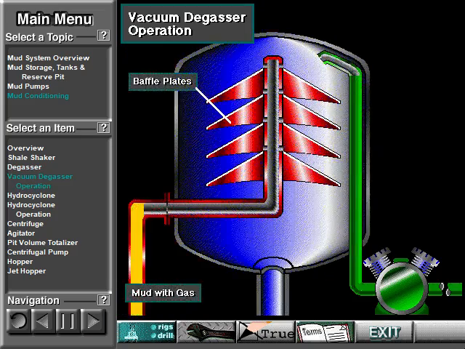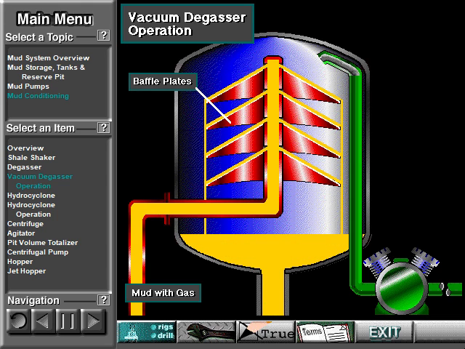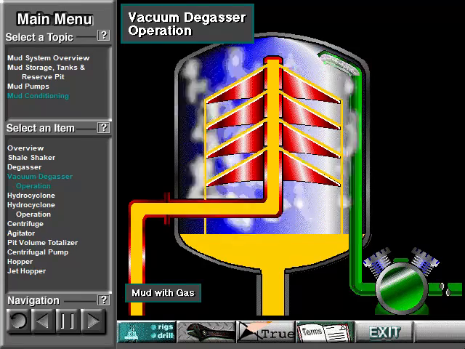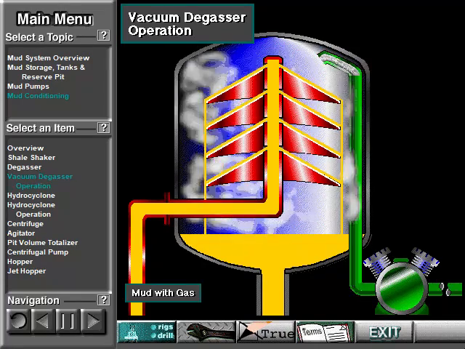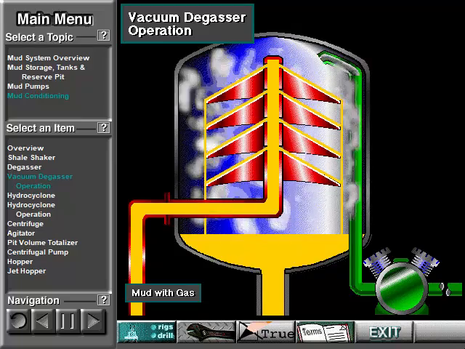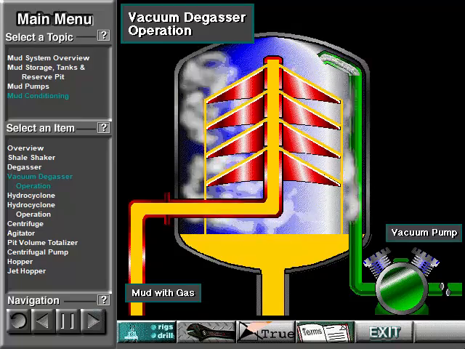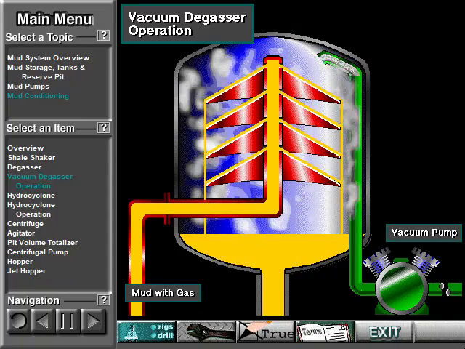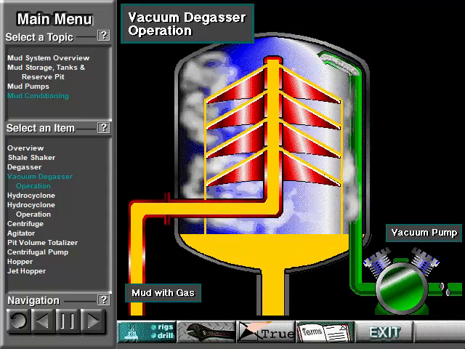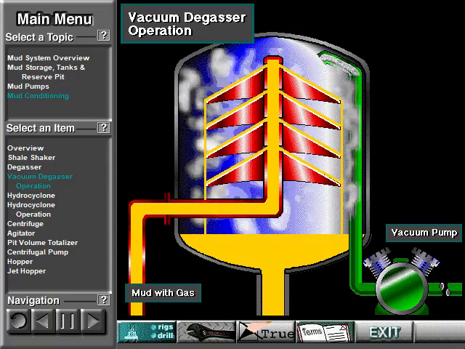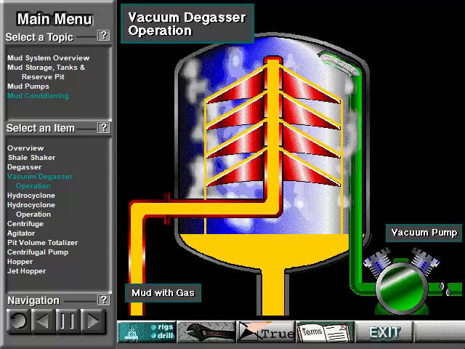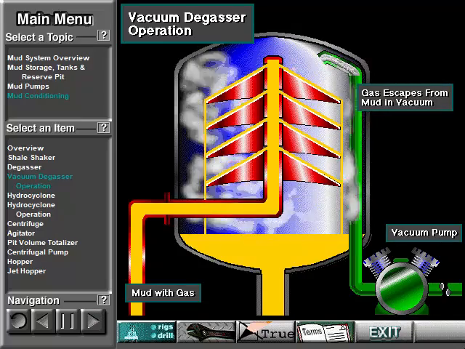In a vacuum degasser, mud with gas in it enters at the top and spills out over several baffle plates, a spreader. Spreading out the mud presents a large surface area for the gas to break out. Also, the vacuum pump creates a vacuum, pressure lower than the surrounding atmosphere, inside the degasser. This vacuum makes it very easy for the gas to escape from the spread-out mud.